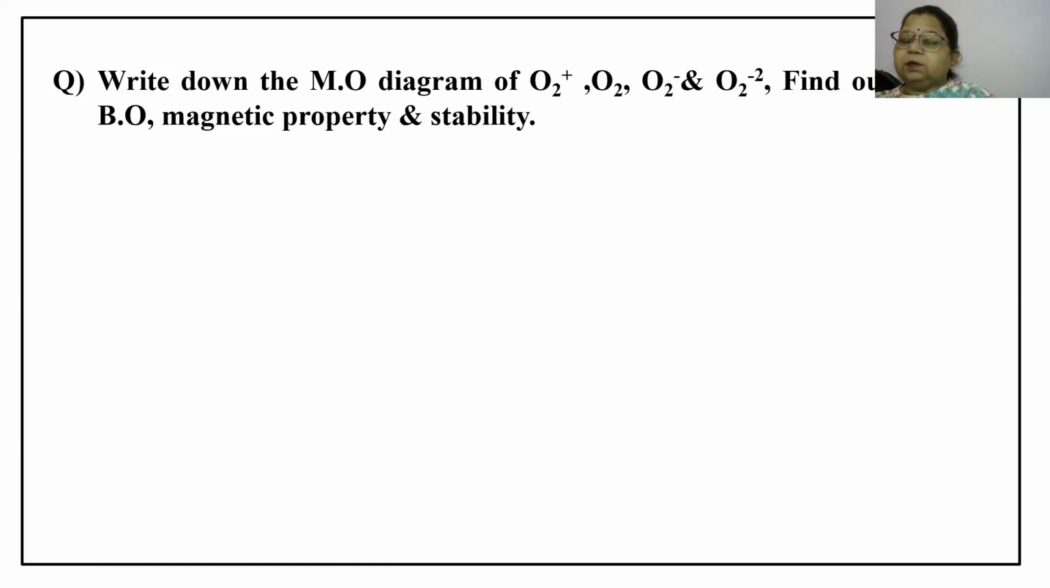We can have a similar question on this concept in the form of, as I have stated here, write down the molecular orbital diagram of O2 plus 1. The species are same. Find out their bond order, magnetic property, and stability. Magnetic property means we have to identify whether they are paramagnetic or diamagnetic. Let me make you recall that diamagnetic will not have any unpaired electron, whereas paramagnetic will have at least one unpaired electron, right?